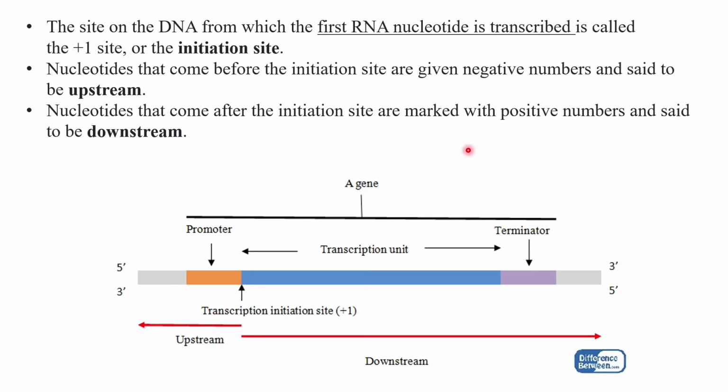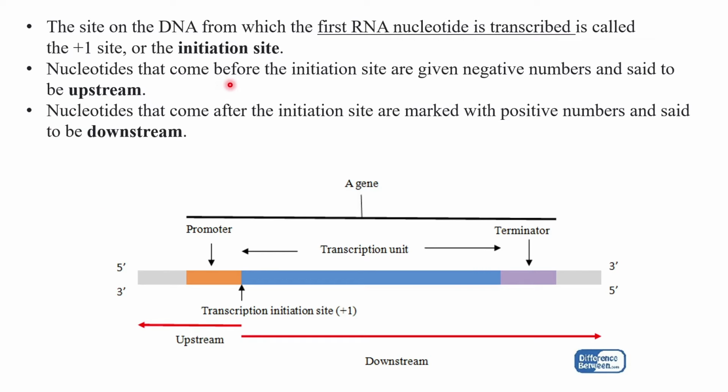Now, the site on the DNA from which the first RNA nucleotide is transcribed is called the +1 site or the initiation site. This is the place where the first nucleotide is transcribed. It is called the initiation site or +1 site.